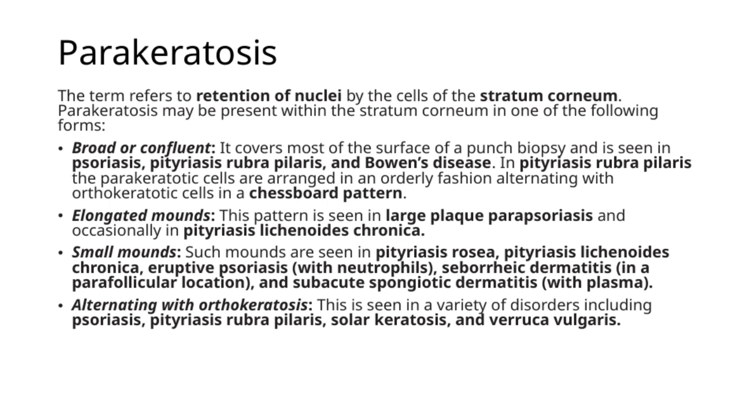Another pattern is elongated mounds, which you might see in large plaque parapsoriases and occasionally in pityriasis lichenoides chronica. Then there are small mounds of perikeratosis, seen in conditions like pityriasis rosea, pityriasis lichenoides chronica, eruptive psoriasis, especially when neutrophils are involved, seborrheic dermatitis, particularly around hair follicles, and subacute spongiotic dermatitis where plasma cells are present. Finally, perikeratosis can alternate with orthokeratosis, and this pattern is observed in various disorders including psoriasis, pityriasis rubra pilaris, solar keratosis, and verruca vulgaris.